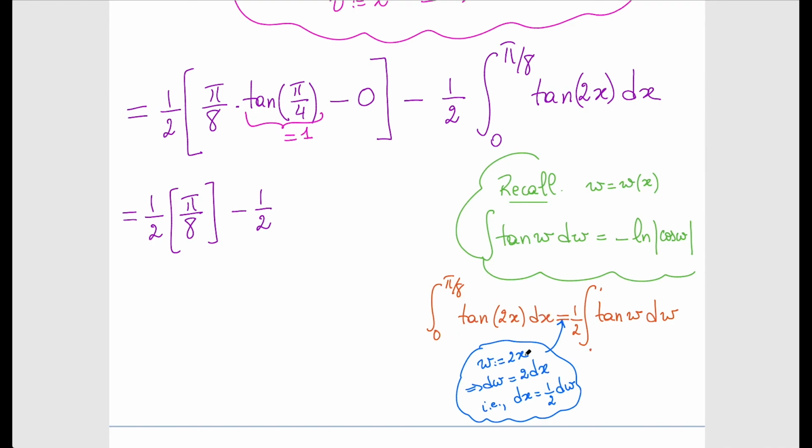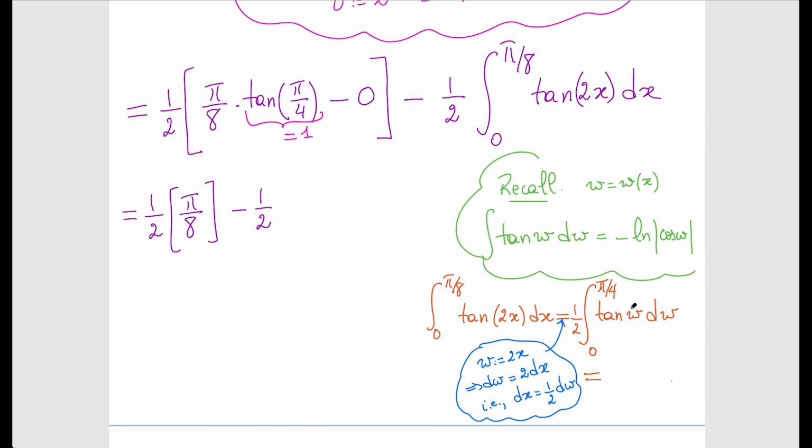So when x is 0, w is going to be twice 0, so 0. And when x is at the upper bound, pi over 8, w is going to be twice pi over 8, which is pi over 4, right? Okay. And that's equal to, now this is where this recall part is kicking in, right? It's right there. What are we going to get? We're going to get that this is equal to half times minus ln of absolute value of cosine w. So half times negative 1 is going to be negative half ln of cosine w, and w was taken between 0 and pi over 4, right?